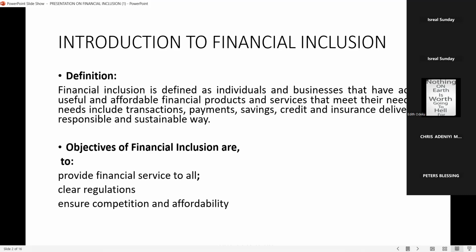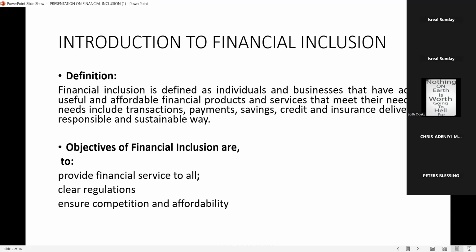Financial inclusion has been defined as individuals and businesses that have access to useful and affordable financial products and services that meet their needs. Such needs include transactions, payments, savings, credit and insurance, delivered in a responsible and sustainable way. What we are saying is that financial inclusion is bringing people who are outside of the financial ecosystem into the fold so that they can also enjoy financial services.